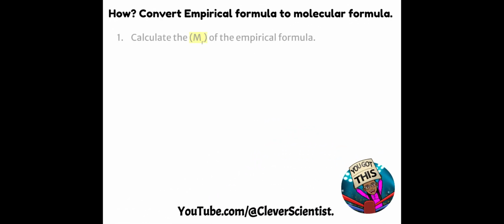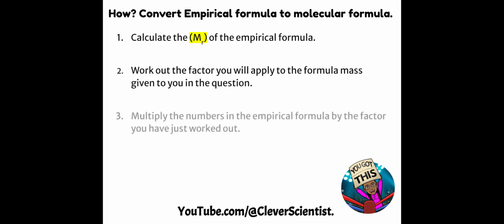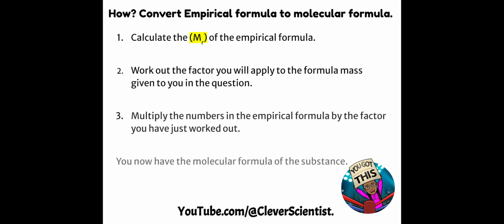Now, typical follow-on question, converting empirical formula to molecular formula. 3 easy steps. Calculate the relative molecular formula of the empirical formula. Work out the factor that you'll apply to the formula mass, and then multiply the numbers in the empirical formula by the factor that you've just worked out. You now have the molecular formula of the substance. Again, 3 easy steps, and let's see those steps in action.